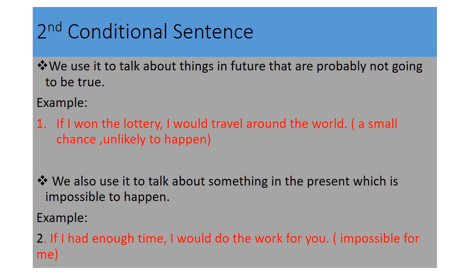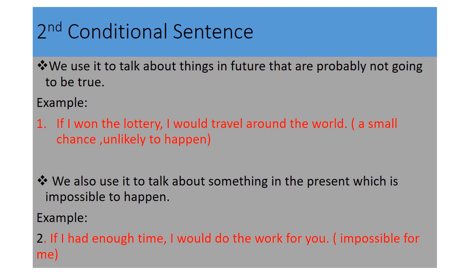Students, now we'll come to know the use of second conditional sentence. We use second conditional sentence to talk about things in future that are probably not going to be true. Very interesting thing that we are talking about future things which are probably not going to be true. An example, if I won the lottery, I would travel around the world. It means that I have a very small chance of winning the lottery and it is unlikely to happen. So I have almost zero possibility of traveling around the world.